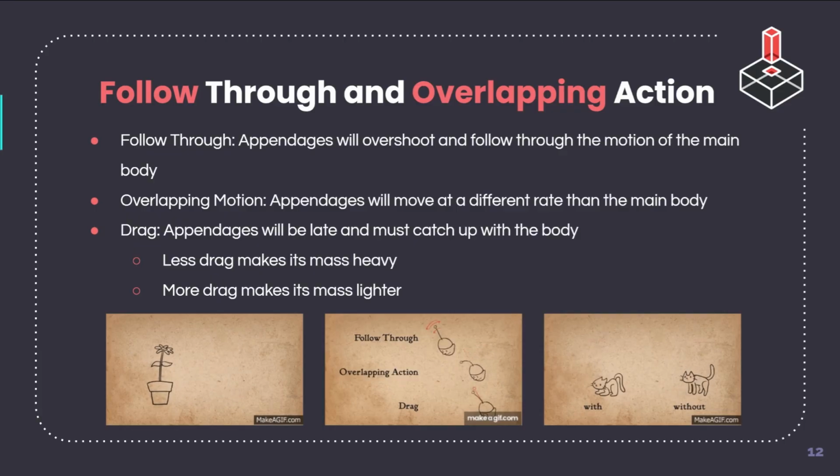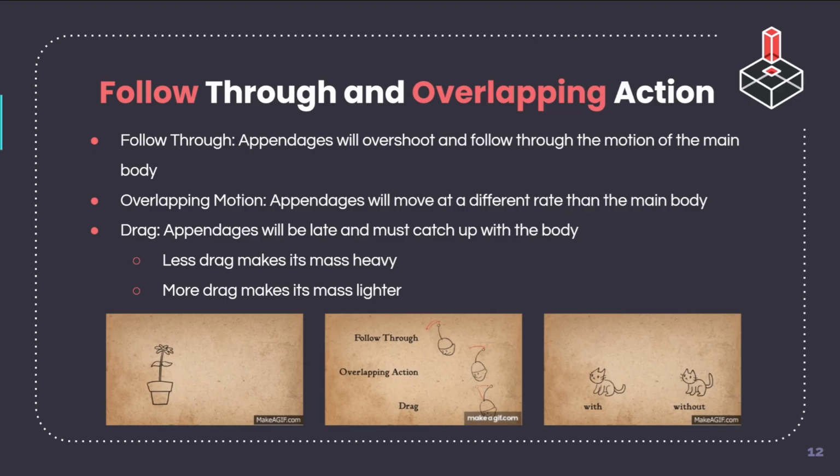Ultimately, the tip of the appendage that is last to leave its position will follow through with the overshoot last as the movement needs to catch up with the main body. The amount of drag an object has, how fast an appendage takes to return to its starting position, can emulate or represent the mass of an appendage. Less drag is heavier, and more drag is lighter. This concept also applies to humans.